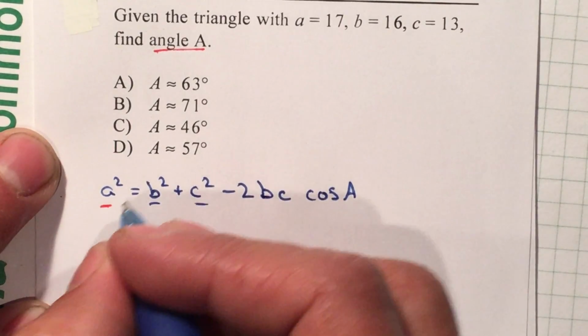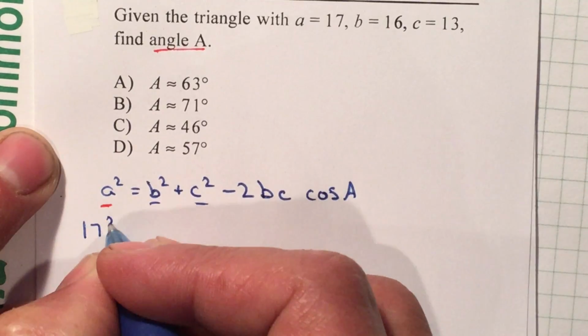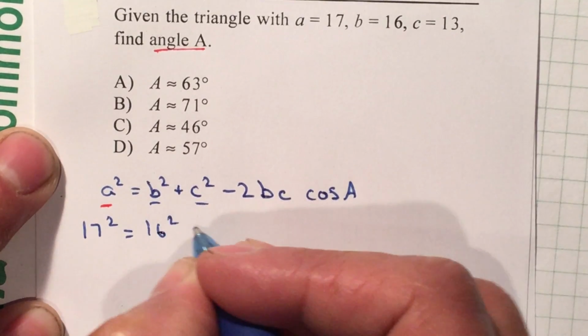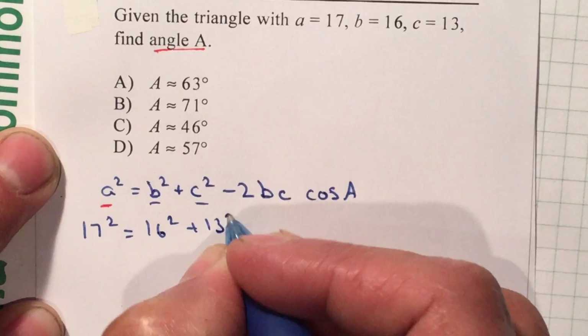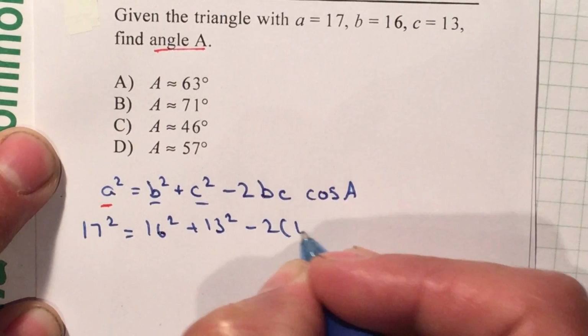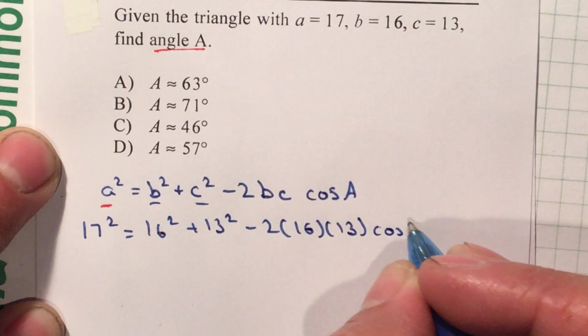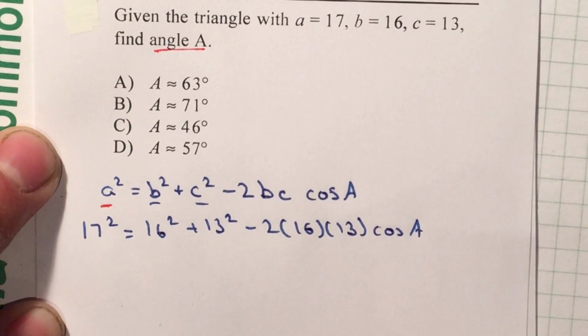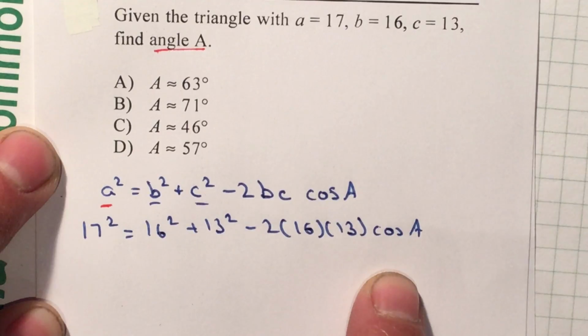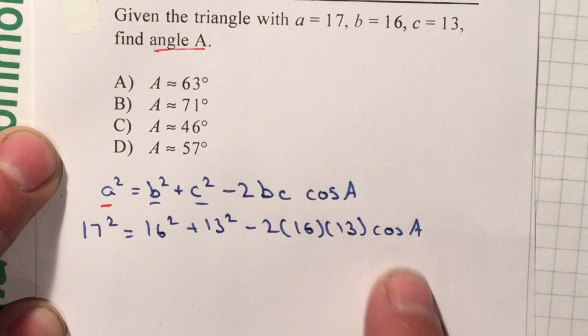And I'm going to substitute: 17 squared is equal to 16 squared plus 13 squared minus 2 times 16 times 13 and the cosine of the angle in between, which is A. And that's what I'm looking for. So the only thing that I have left as a variable is A.